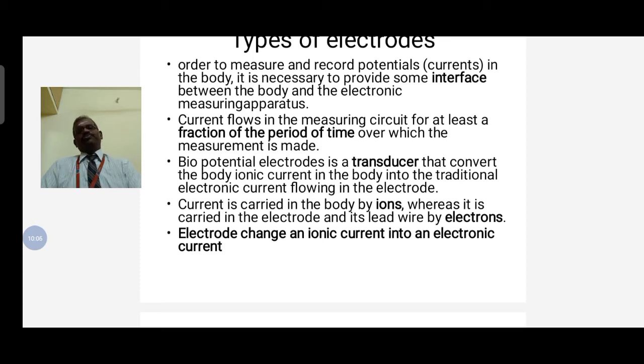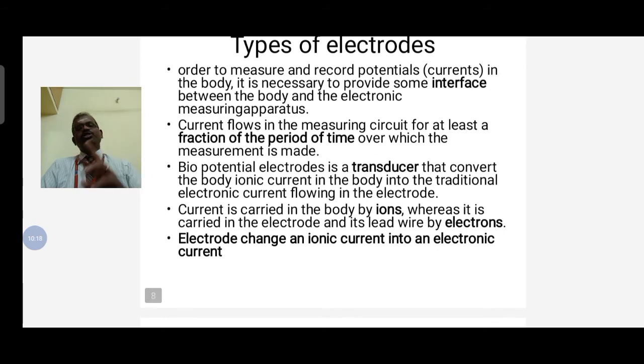Biopotential electrodes acting as a transducer. Transduction means converting one form of energy to another form of energy. So, the electrode converts the ionic current in the body to traditional electronic current flowing through the electrodes.